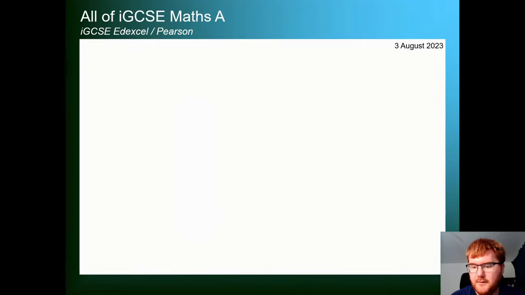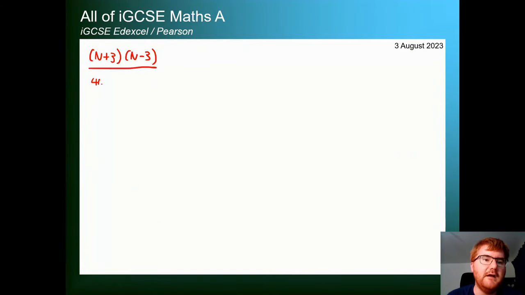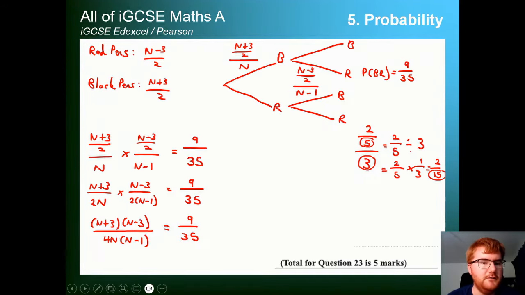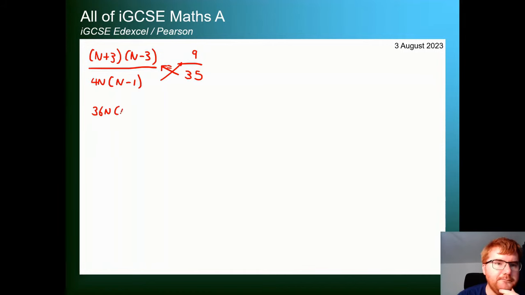So we've got (n plus 3)(n minus 3) over 4n(n minus 1) is equal to 9 over 35. Okay, so we can do cross multiplying at this point. So this times this, this times this. This then gives us 36n(n minus 1) with 35. Now if we expand this bracket, this is a difference of 2 squares. So we can actually simplify this quickly to n squared minus 9.